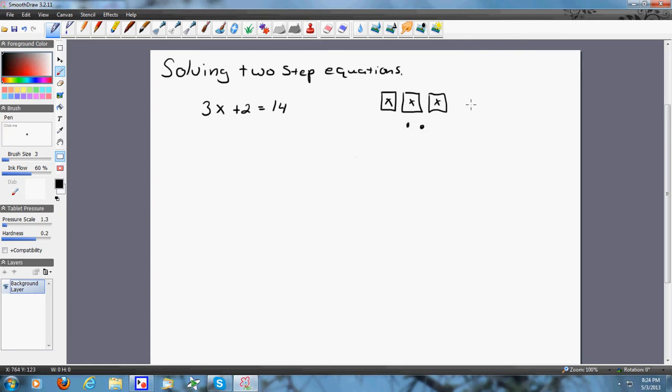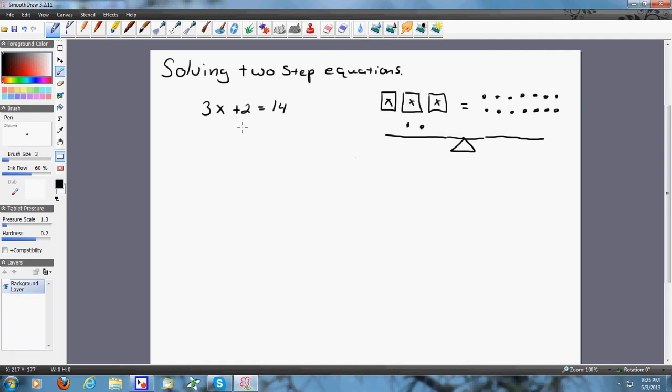and 2 dots. And I'm going to say that's equal to 14 dots. If you want, you can think of this as a balance, and I want to keep these two things equal. At the same time, I want to find out the value of 1x.